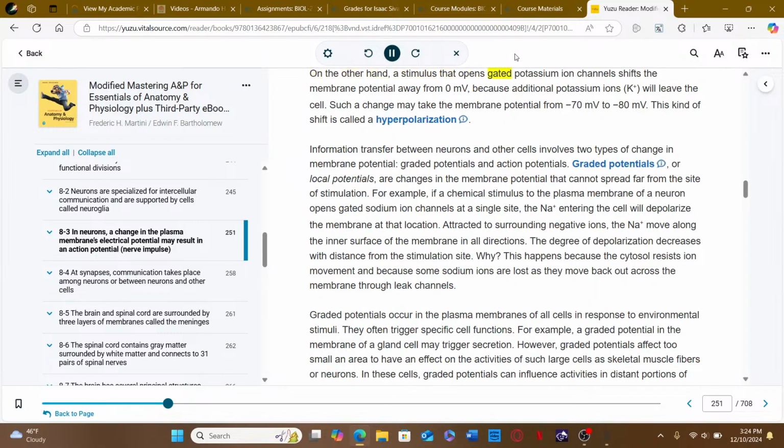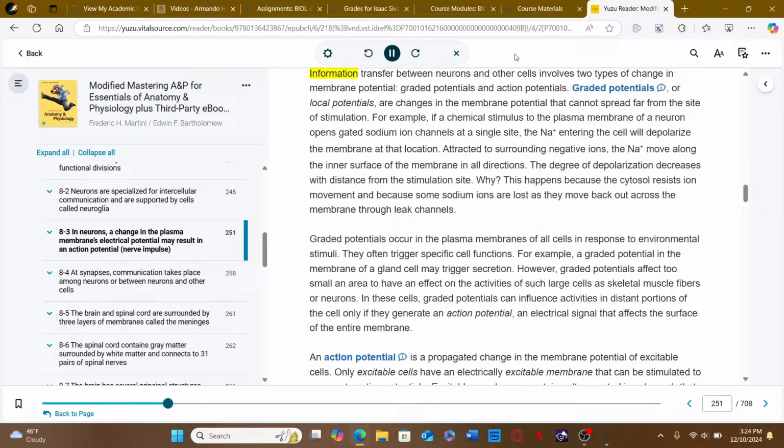On the other hand, a stimulus that opens gated potassium ion channels shifts the membrane potential away from 0 mV, because additional potassium ions, K+, will leave the cell. Such a change may take the membrane potential from -70 mV to -80 mV. This kind of shift is called a hyperpolarization.